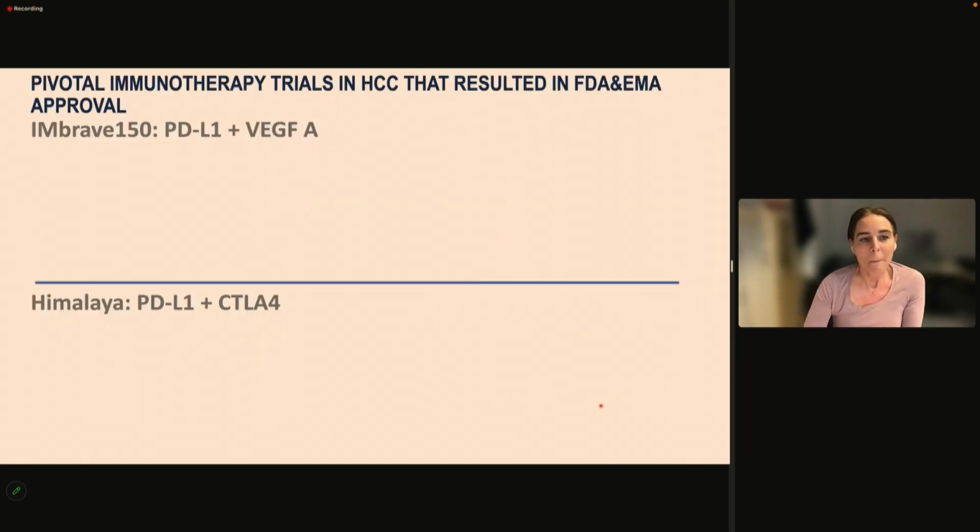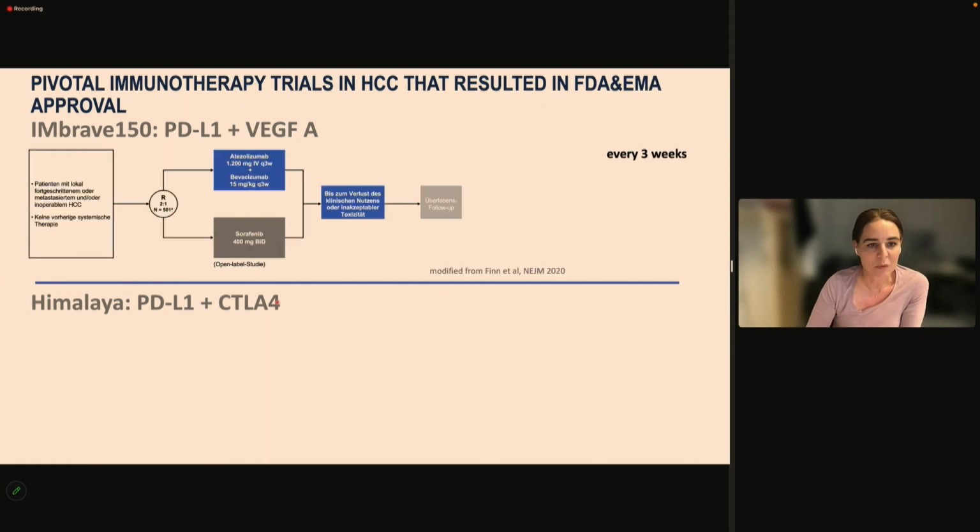this trial. So moving to the immunotherapy options that we have and that are currently approved by FDA and EMA, the approvals are based on these two trials. The first one being IMbrave 150 and the second one, the Himalaya trial. And in both trials, you can see that there was an anti-PD-L1 agent that was used. And in IMbrave, it was combined with a VEGF-A acting agent, which is the bevacizumab, and Himalaya used an anti-CTLA-4 agent, which means that we are here in a scenario where we can have dual checkpoint inhibition.